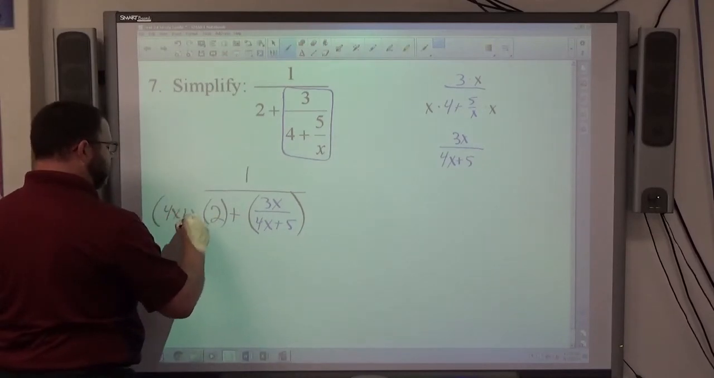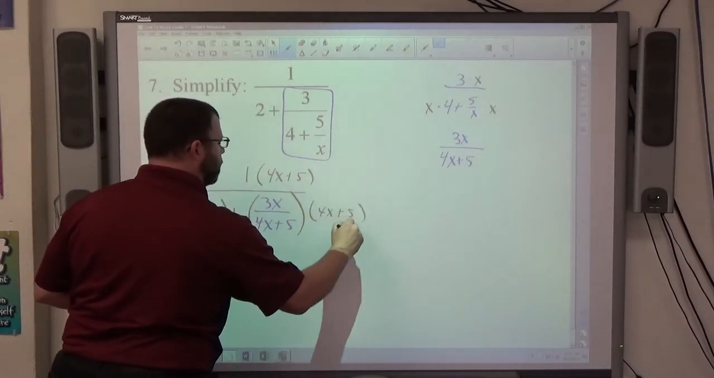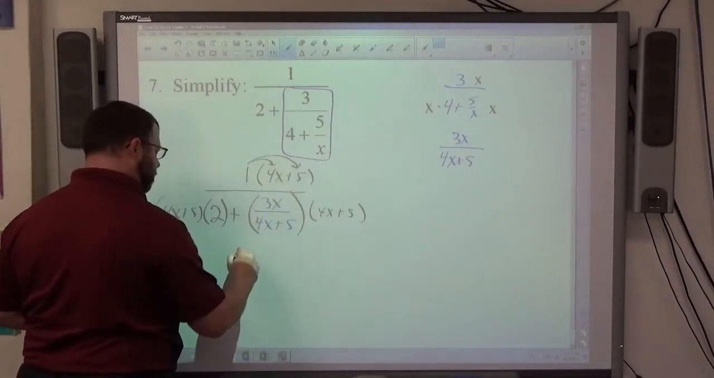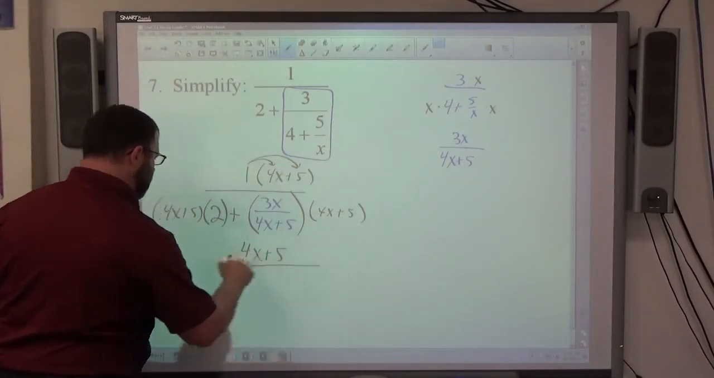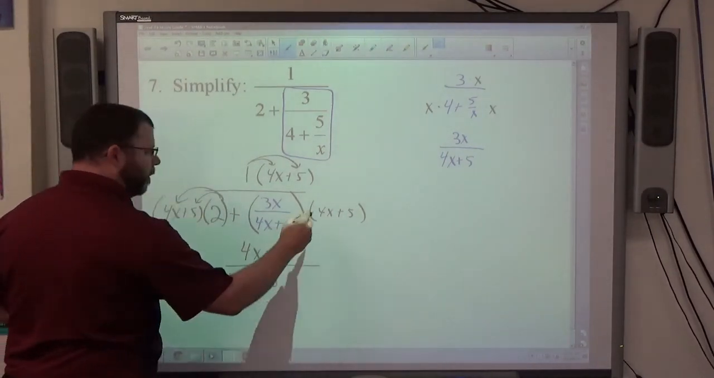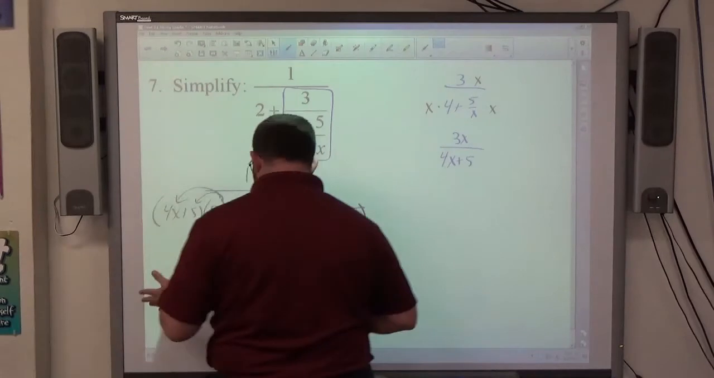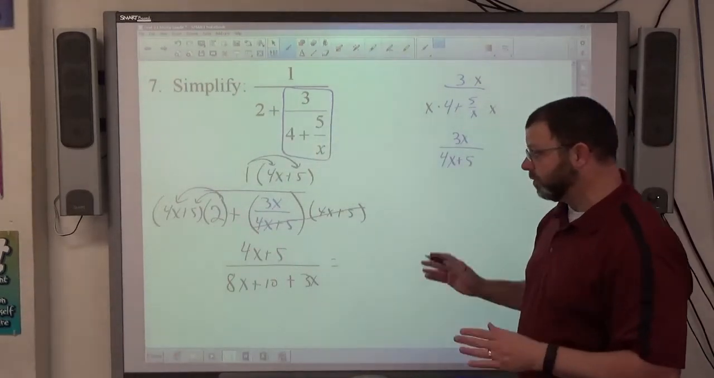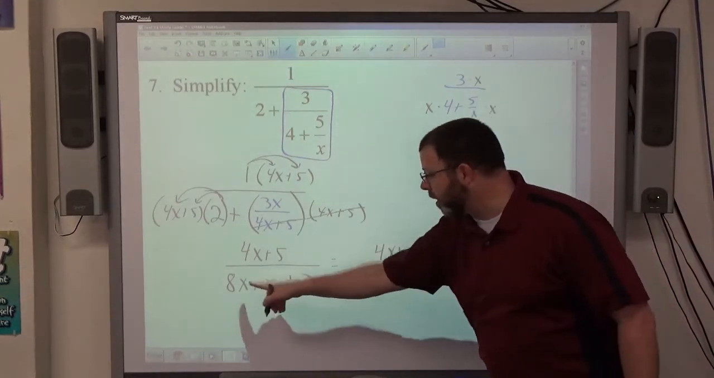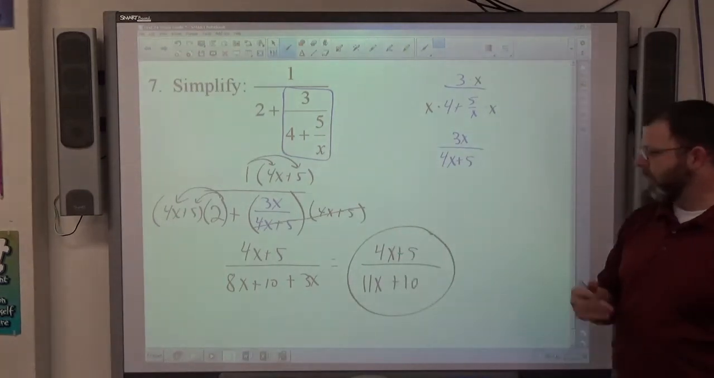So 4x plus 5 times 2, 4x plus 5 times 1, and 4x plus 5 times 3x over 4x plus 5. On top, distributive property, 1 times 4x, 1 times 5 gets me 4x plus 5. For this term, 2 times 4x plus 5 makes 8x plus 10. And here, 4x plus 5 cancels 4x plus 5, so I get plus 3x. Final step, if like terms are present, you should deal with that. 4x and 5 obviously aren't like terms, but on the bottom, 8x and 3x makes 11x. So I would expect the answer to be there.